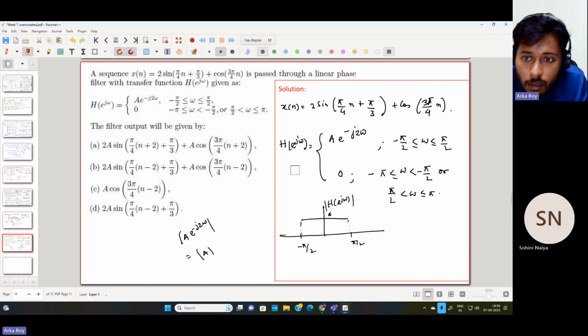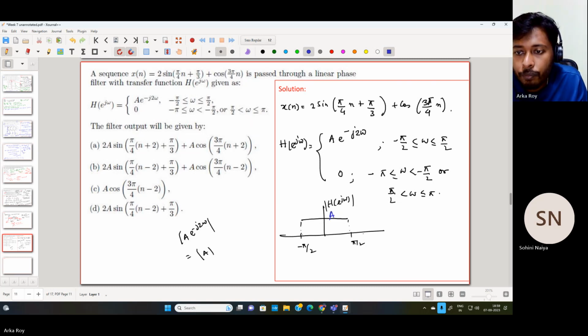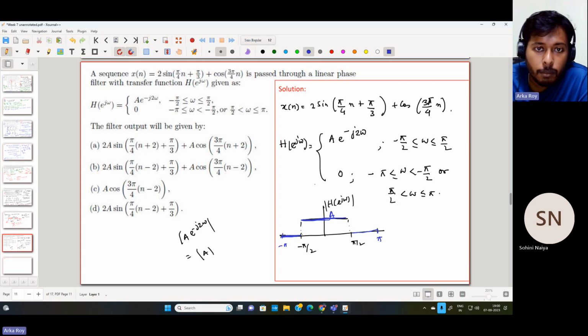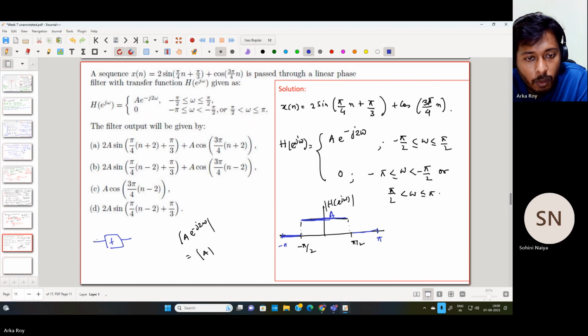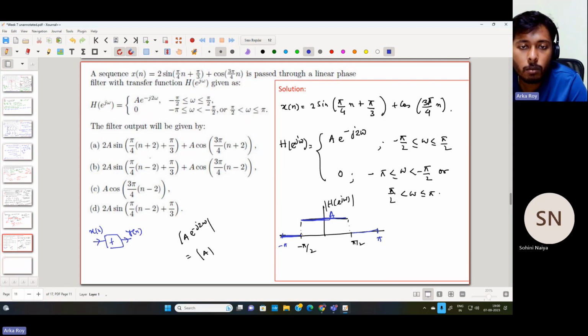Or let me just write it clearly. So the magnitude is A. And thereafter, till pi and till minus pi, the value is 0. And over here, the value is A. Now, this is the filter that has been given, and we need to find what is the output of the filter. That means, given this filter, we are providing an input of x[n], and this is output y[n], and we need to find what is y[n].